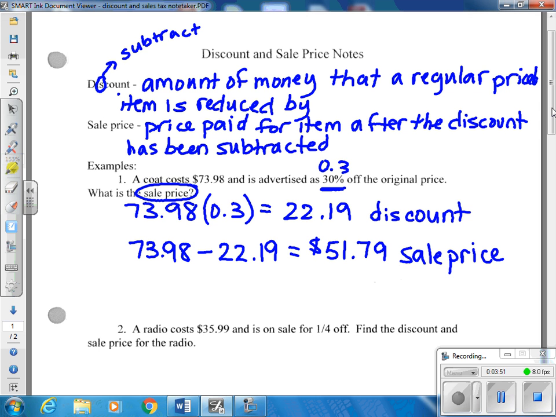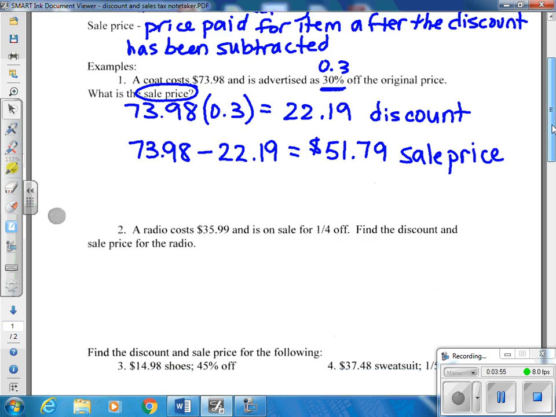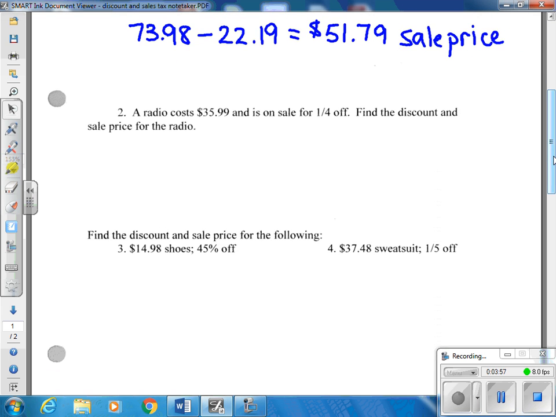Okay, then when you go to the next problem, right? Now we've got a radio that costs $35.99 and is on sale for 1/4 off. So it doesn't always give it to you in percentage mode.